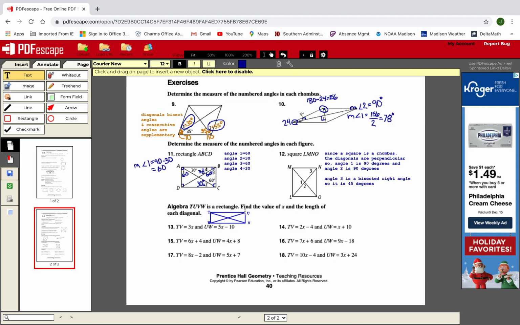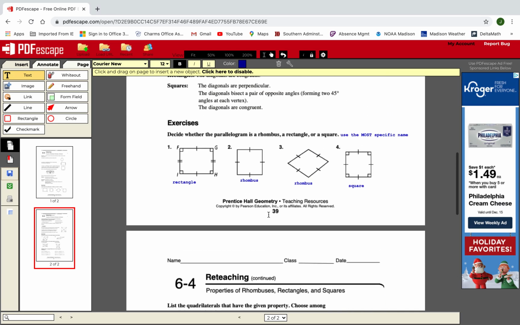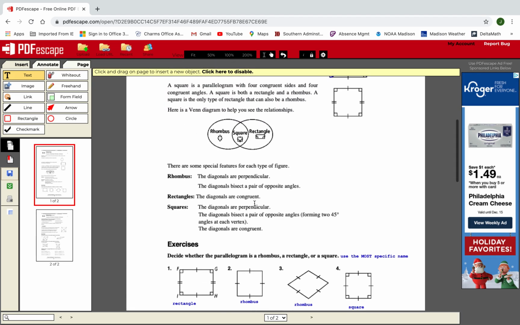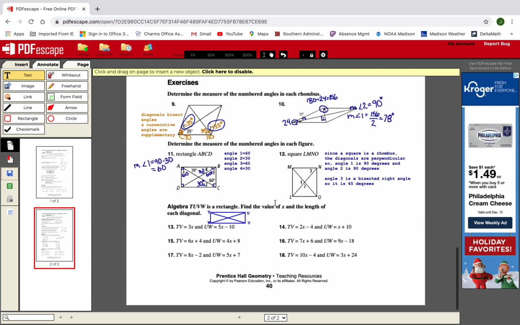Rectangle TUVW. Find the value of x and the length of each diagonal. So let's go look up here at a rectangle's diagonals. Was there a note about that? The diagonals are congruent. Well, that's handy. Okay. In a rectangle, the diagonals are congruent.